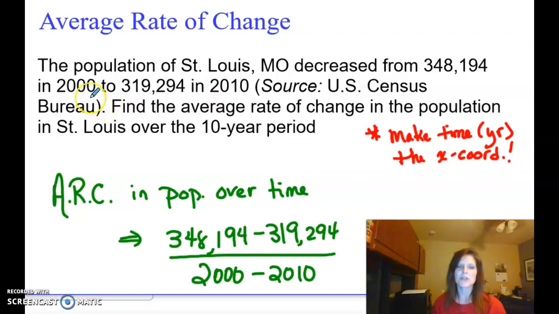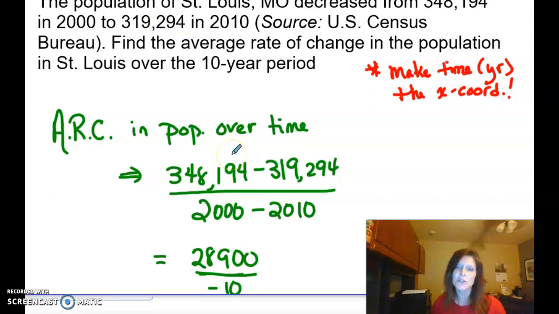So in other words, I would say 2000, 348,194, 2010, 319,294. So if I think of average rate of change as calculating the slope, I would take the difference in the y values versus the difference in the x values. Remember that order is important when we're taking the slope. So if I start with the 348 number minus the 319, that means I have to start with the 2000 because that's the x that's associated with the 348 number. So 348 minus the 319 number, 2000 minus the 2010. Don't fudge the signs.